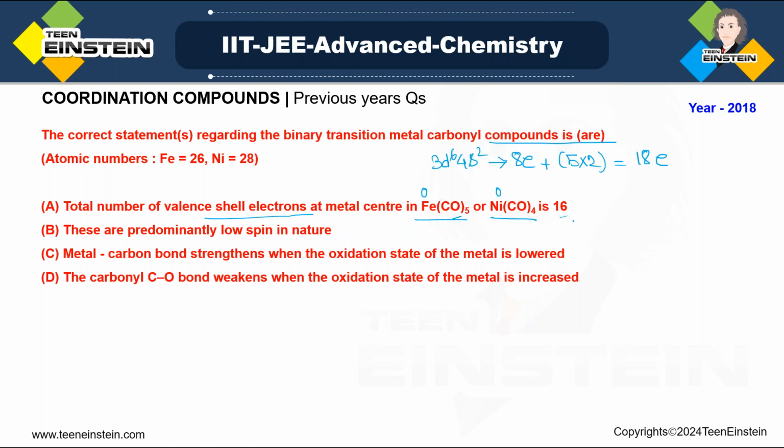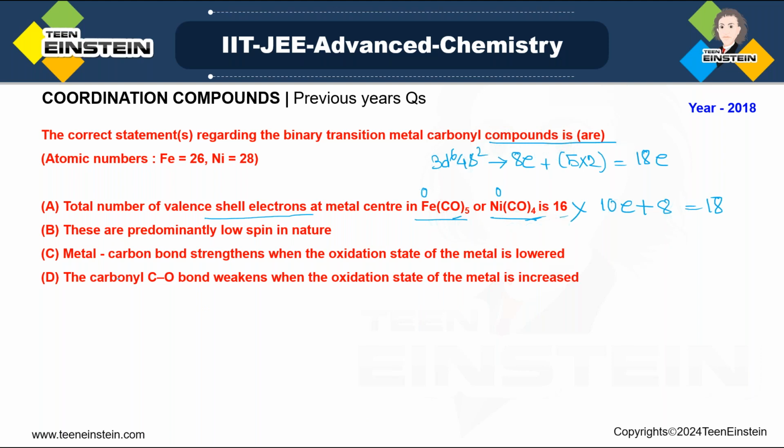Even if you are sure about it, you don't have to do the calculation for nickel because you already know this is wrong. Partially wrong means also wrong. But you will also solve it. Nickel 0 means 3d8 4s2, total electron 10. And from 4 CO, it will be 4 into 2, 8. Again, it is 18. So this is not correct. These are predominantly low spin. Yes, it will be true because CO is strong field ligand.